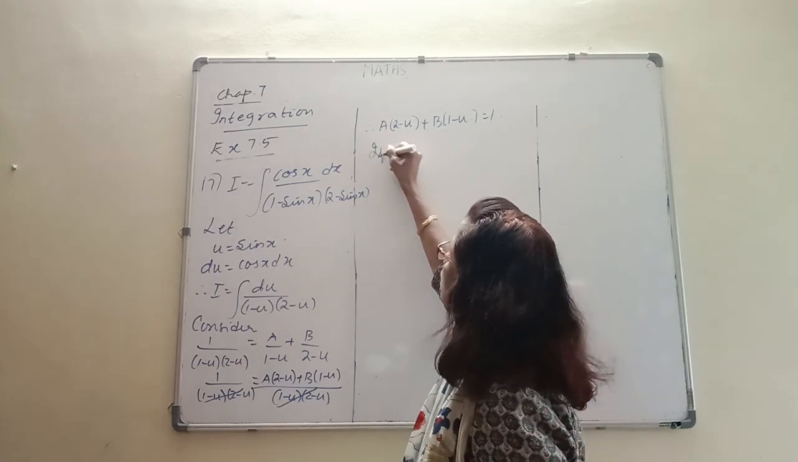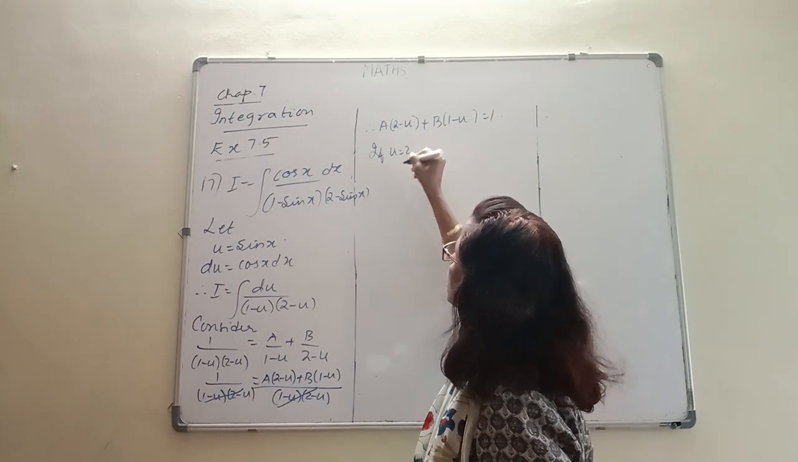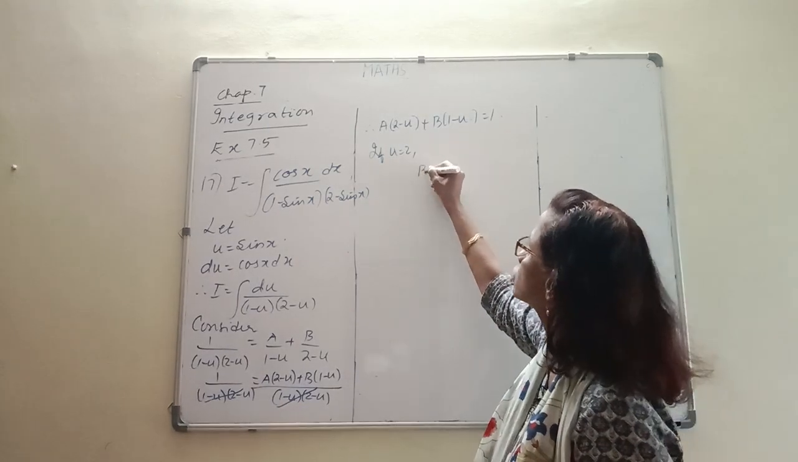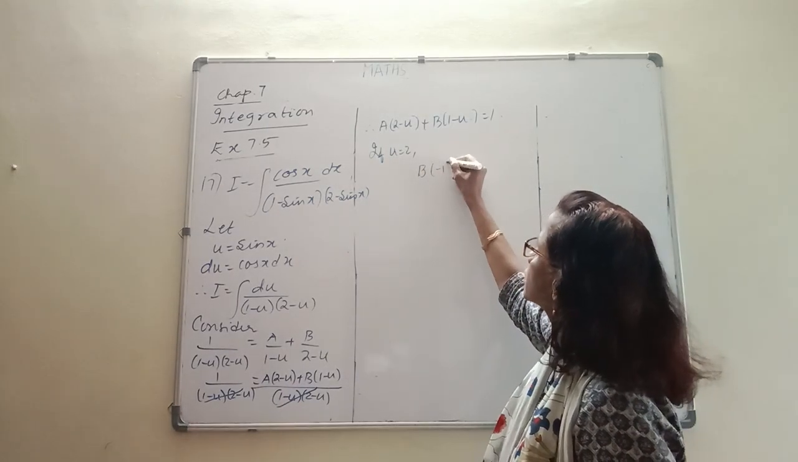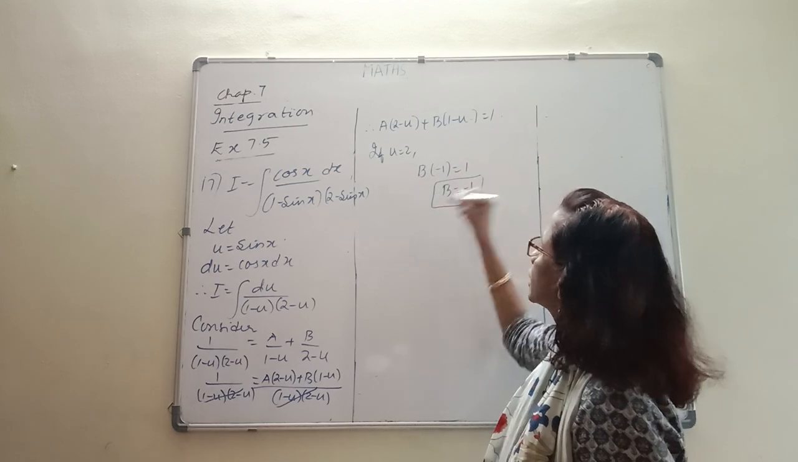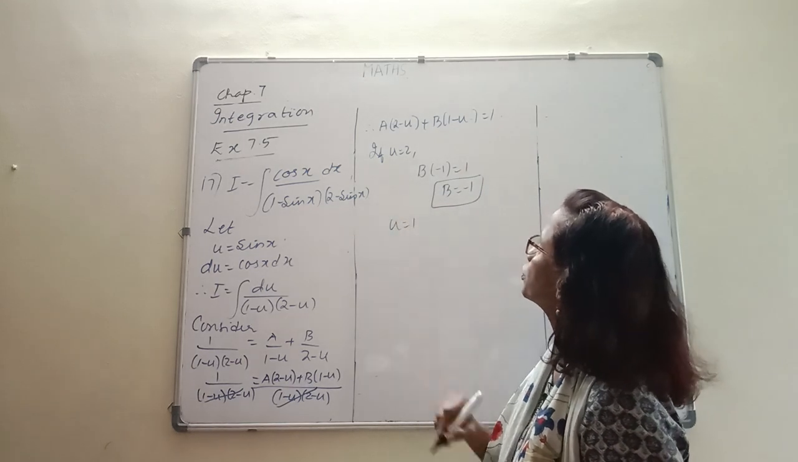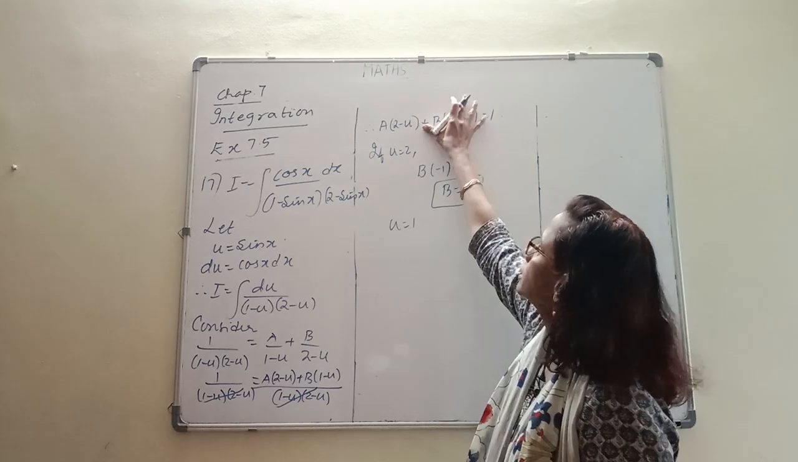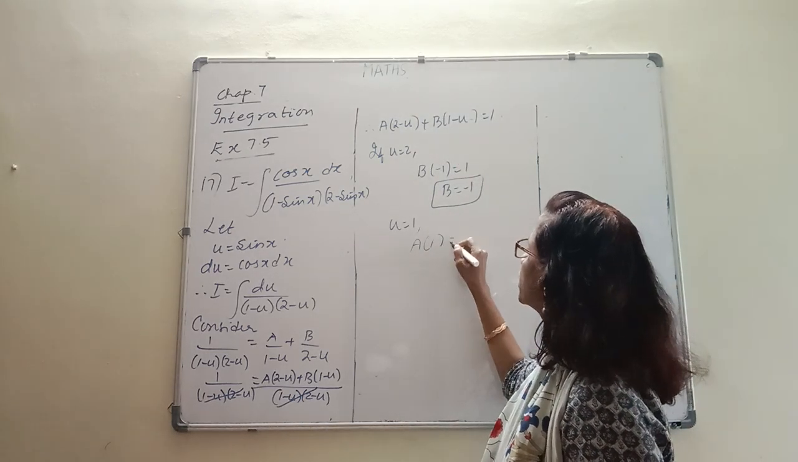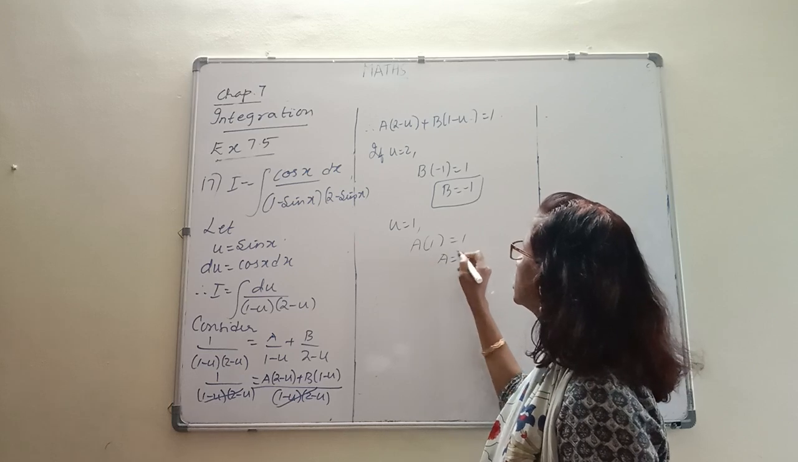So let's call u as 2. When u is 2, this term vanishes. So you have B times (1 minus 2), which is minus 1, that's 1. So B is negative 1. Then you can call u as 1. If u is 1, this term will vanish and you will get A times (2 minus 1), which is 1. Like that you get the A value as 1.